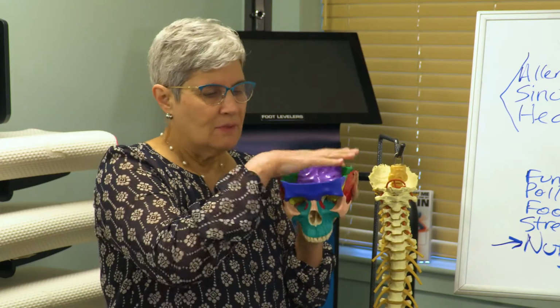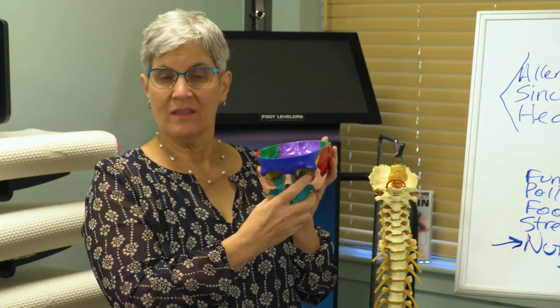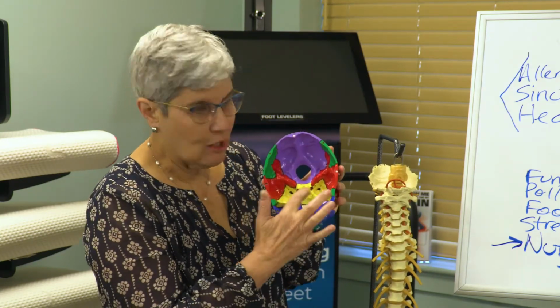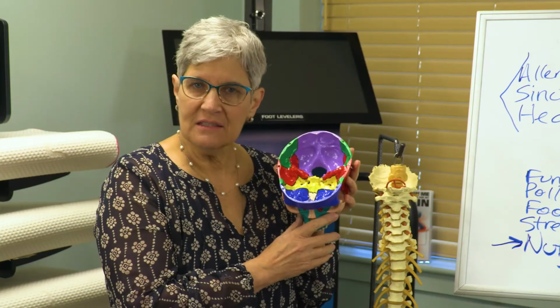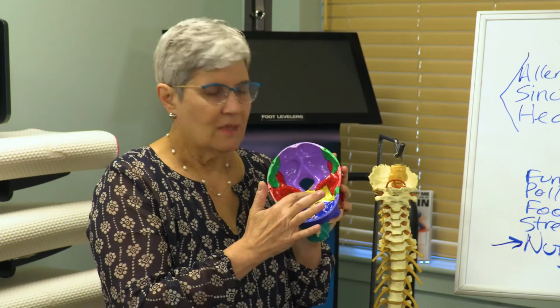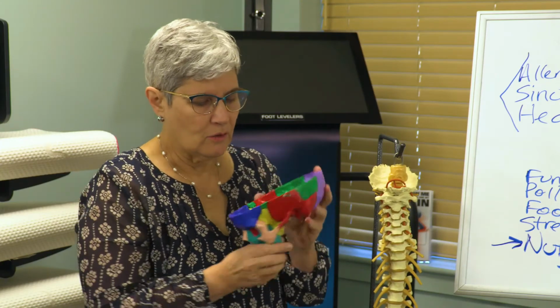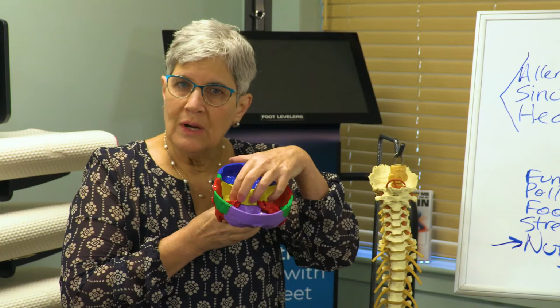I've taken the top off of my model skull so that you can see where the sinuses are in the skull. If you look at this yellow piece, that's called the sphenoid bone. And in the sphenoid bone, we have the sinuses. We also have the pituitary gland, and the cranial nerves come out. It's a very, very important bone in the body.